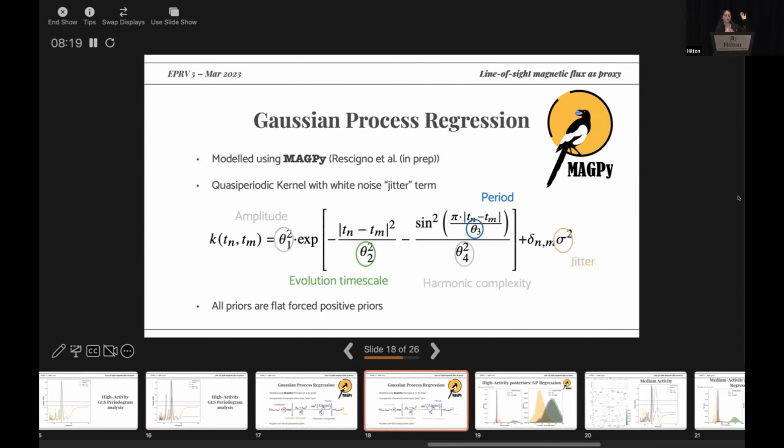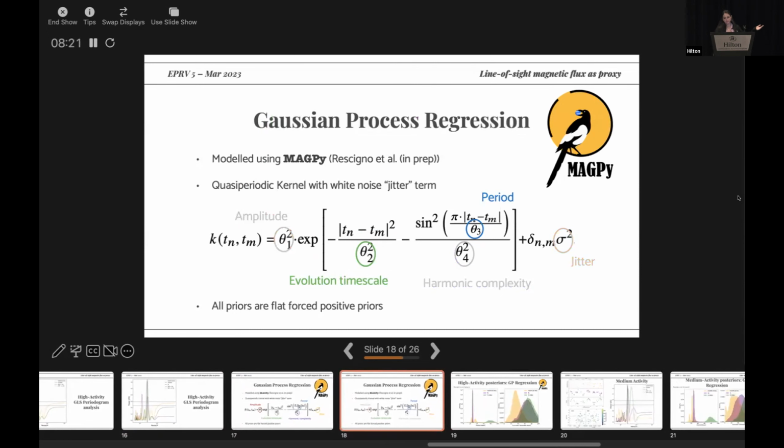We're going to really focus on these two: the period, which is the stellar rotation period, and the evolution timescale, which maps the lifetimes of active regions. For this analysis, all priors are flat, forced positive priors, which means that this analysis is very much a preliminary, uninformed analysis of the data. This is the first step that we would do in any detection.